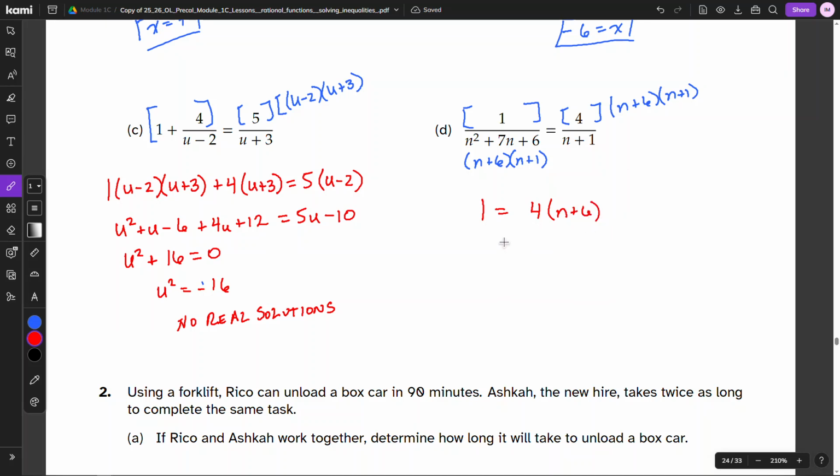Right? And if I solve that, that means that 1 is equal to 4n plus 24. So negative 23 is equal to 4n. So n must be negative 23 divided by 4. It is okay to get a fraction as an answer. All right. So solving equations, make sure we take care of business.